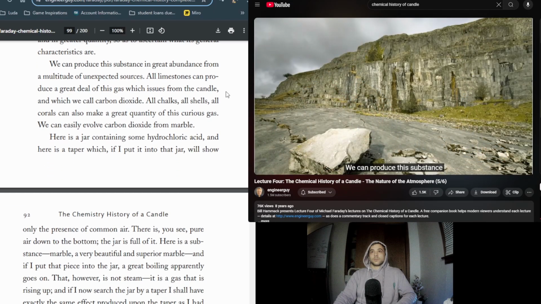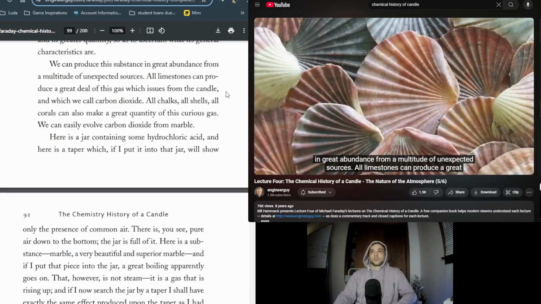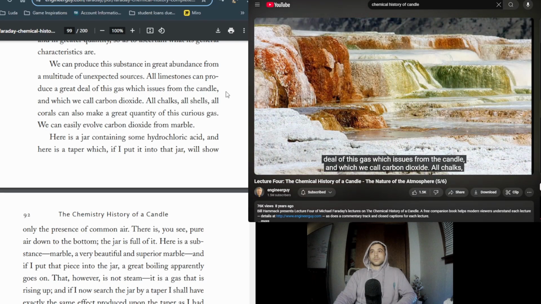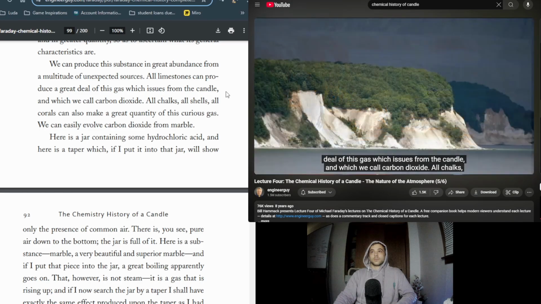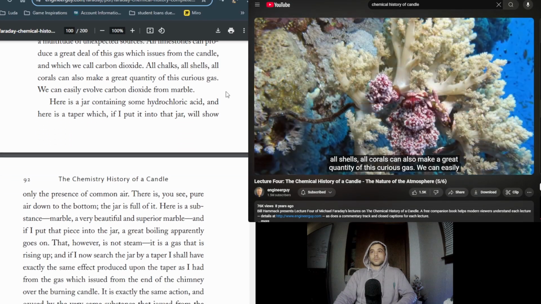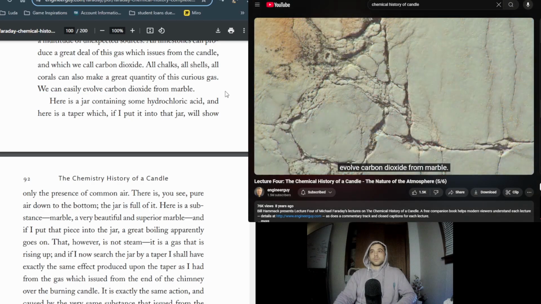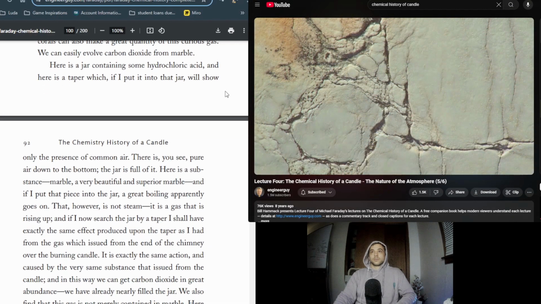We can produce this substance in great abundance from a multitude of unexpected sources. All limestones can produce a great deal of this gas, which issues from the candle, and which we call carbon dioxide. All chalks, all shells, all corals can also make a great quantity of this curious gas. We can easily evolve carbon dioxide from marble.